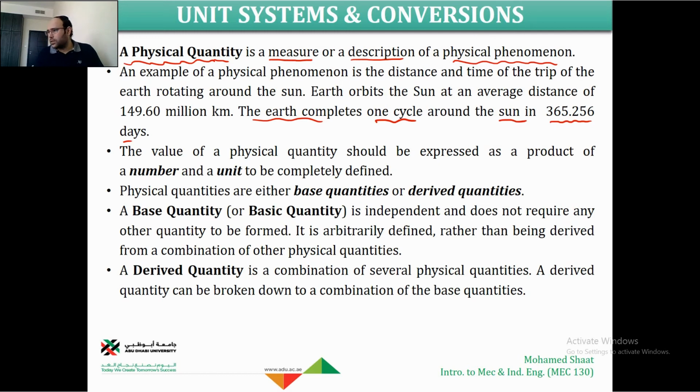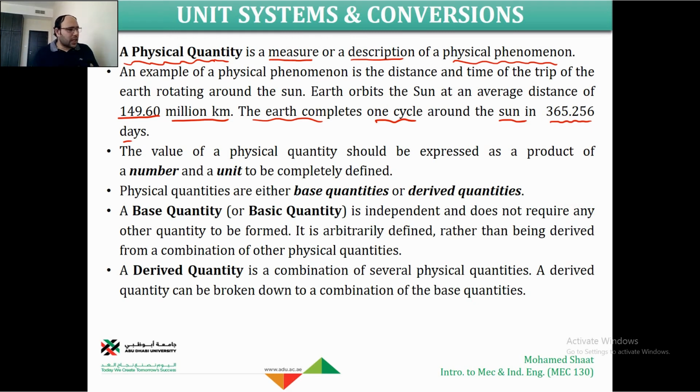Also the distance of the earth around the sun is 149.6 million kilometers. It means that the distance the earth travels to complete one cycle around the sun is 149.6 million kilometers. This is another physical quantity that describes the physical phenomenon, which is the rotation of the earth around the sun.